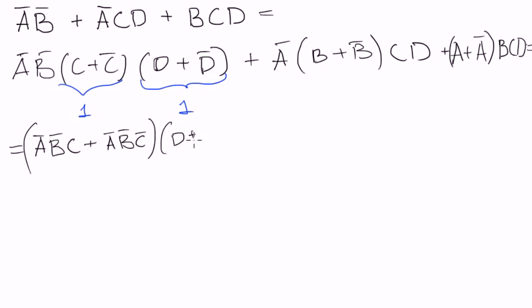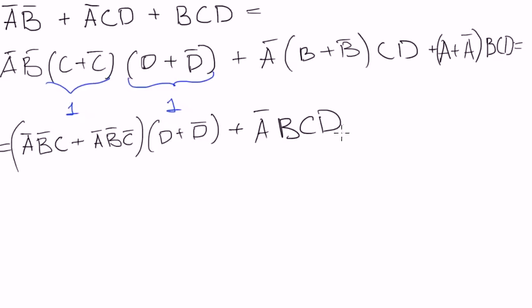Then d plus d negated. These old guys. Now let's multiply these three. So we multiply a negated cd by b first, a negated b cd. Let me write it directly in this way. Then a negated b negated cd plus a negated b negated cd.